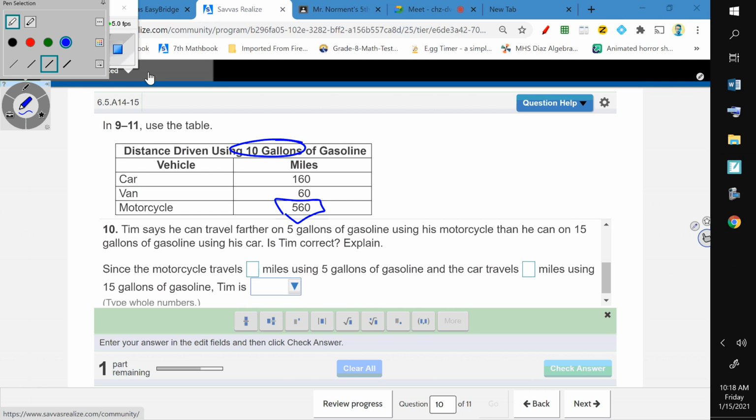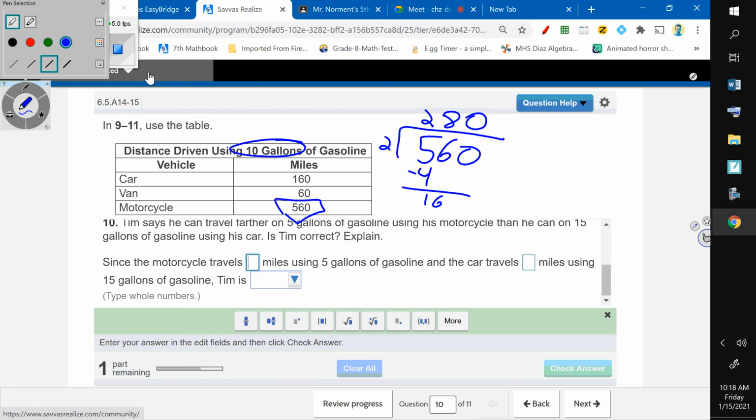Half of 500, half of 56 is 38. No, half. Oh wow, I wasn't even close. What was I thinking? I think it's gonna be 280. Yeah. And do you understand where 280 came from? Cutting it in half just means divide by 2. So he went 280 miles using 5 gallons of gas.